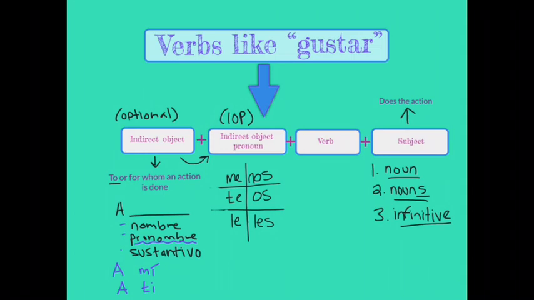Now the subject does the action, so if gustar means to please, this is what someone likes, what's doing the pleasing. So for example, if it's a single noun, you might see something like el libro, that's singular. For nouns plural, you could see los libros, that would be a plural noun. Or you might see something like el libro y la revista, so multiple nouns, now making the subject plural. And lastly, for an activity, an infinitive, leer, to read.